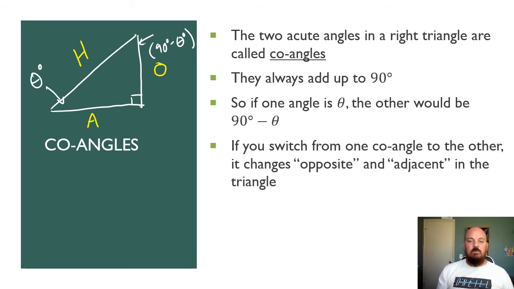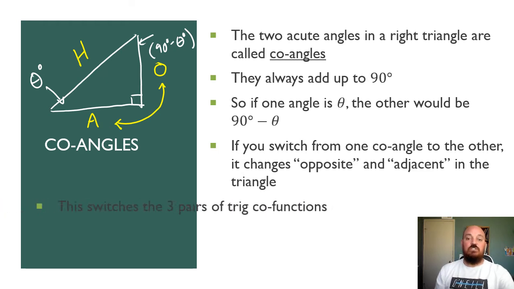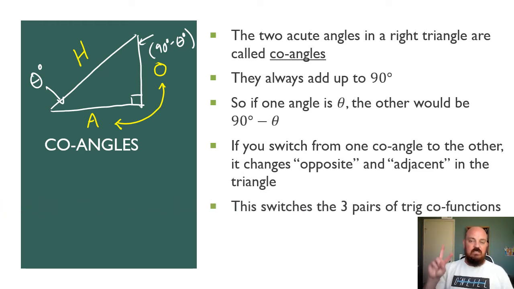Now, all of a sudden, if I start talking about 90 minus theta in my question, if I talk about the other angle, it switches these two. Opposite becomes the bottom, and adjacent becomes the right-hand side of that triangle. So that's how coangles work. If you switch back and forth from one coangle to another in a problem, hypotenuse never changes, but it switches opposite and adjacent. Now, when it switches opposite and adjacent, what happens is each pair of cofunctions switches. So like sine becomes cosine, secant becomes cosecant, and tangent becomes cotangent.